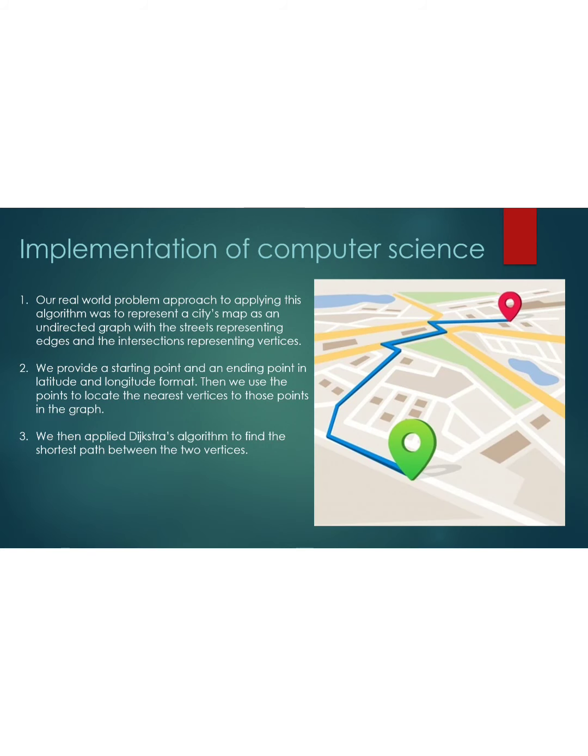Our real-world problem approach to applying this algorithm was to represent a city's map as an undirected graph with the streets representing edges of a graph and the intersections representing vertices. We provide a starting point and an ending point in latitude and longitude format. Then we use those points to find the nearest vertices to those points in the graph. We then apply Dijkstra's algorithm to find the shortest path between the two specified vertices.